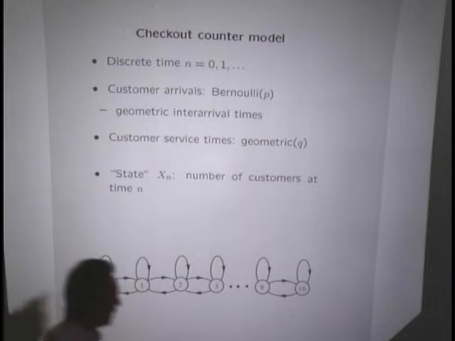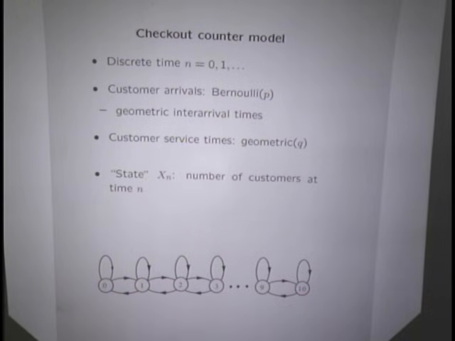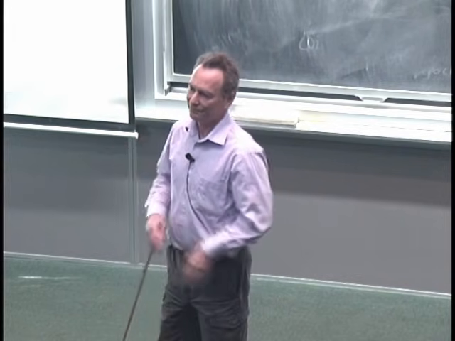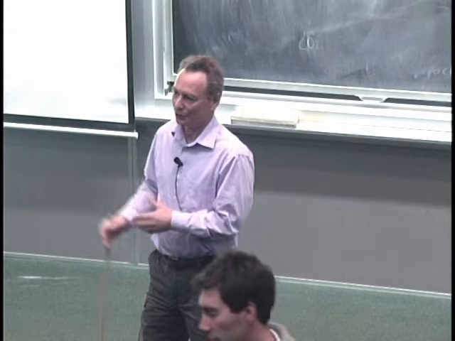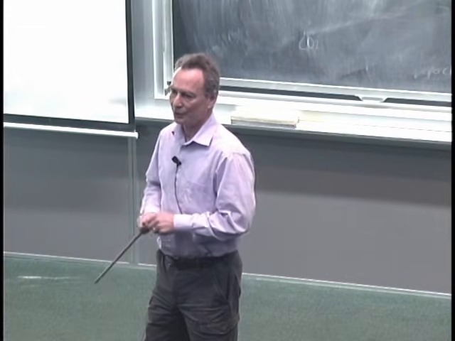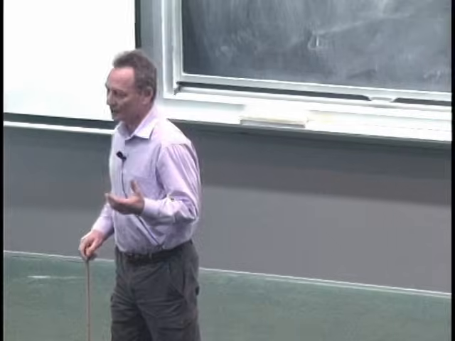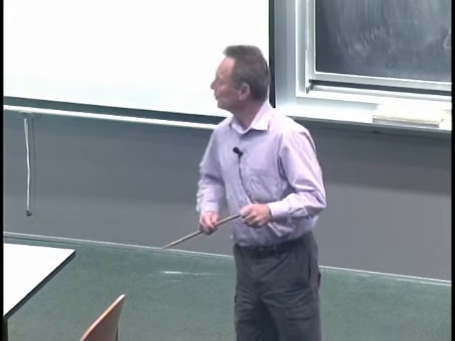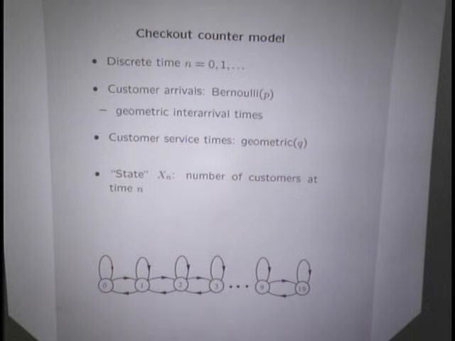OK, and now how about the customer service times? We're going to assume that if there is no customer in queue, no one being served, then, of course, no one is going to depart from the queue. But if there is a customer in queue, then that customer starts being served and is going to be served for a random amount of time. And we make the assumption that the time it takes for the clerk to serve the customer has a geometric distribution with some known parameter q.